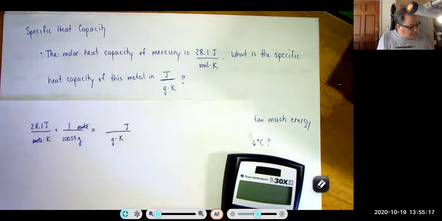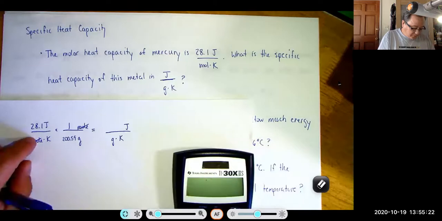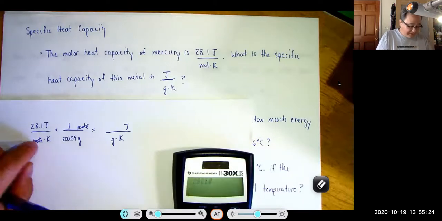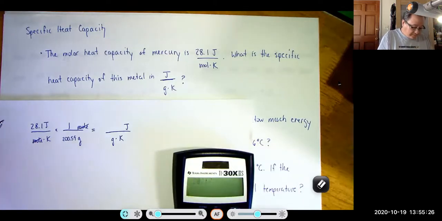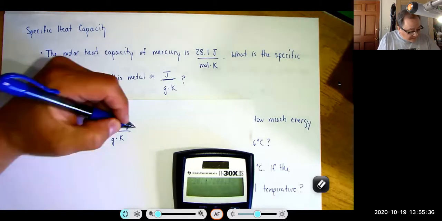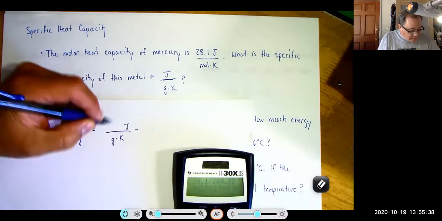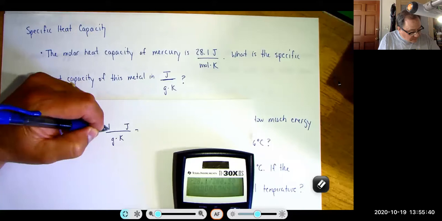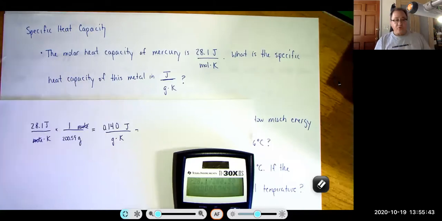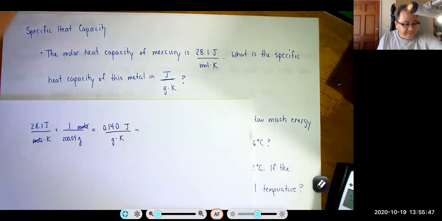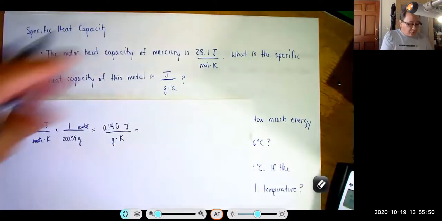And here, 28 divided by 200 is going to be a pretty small number. So 28.1, 3 sig figs, divided by 200.59. And we get 0.140 joules per gram K. So that is the specific heat capacity in joules per gram K.